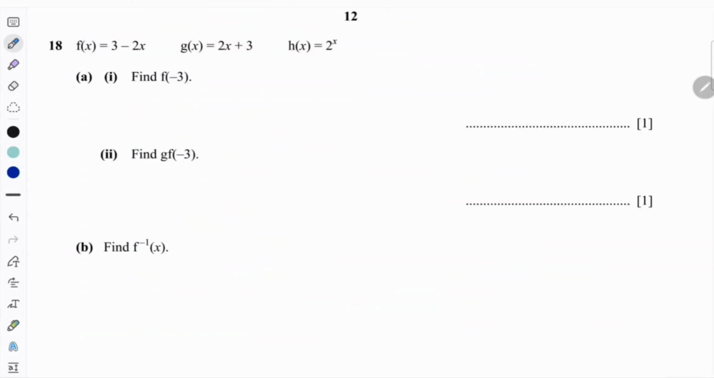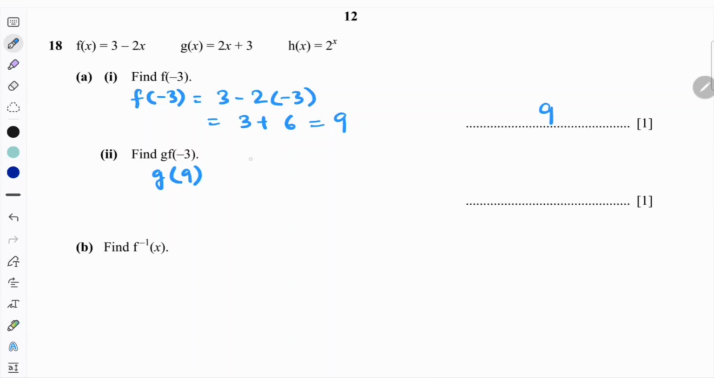Now question number 18, f of x is equal to 3 minus 2x, f of minus 3 is required. So f of minus 3 is equal to 3 minus 2 times minus 3. Minus into minus becomes plus. 3 plus 6 is equal to 9. So 9 is the answer for part 1. Find g of f of minus 3. We have already found f of minus 3, so g of 9 is required.